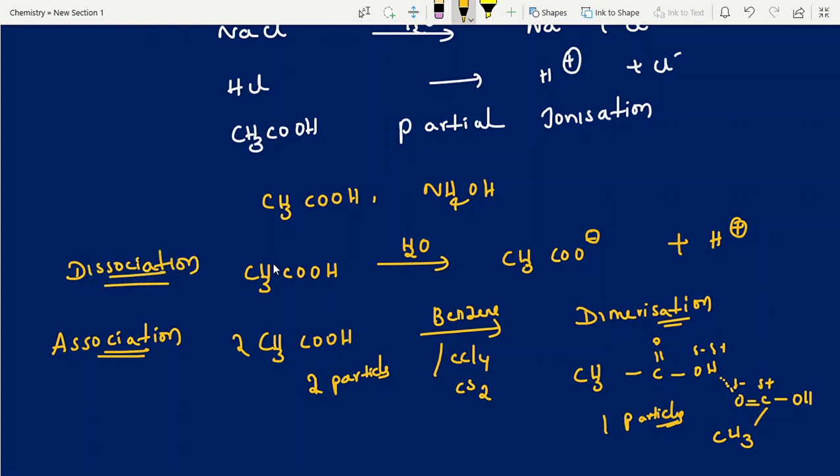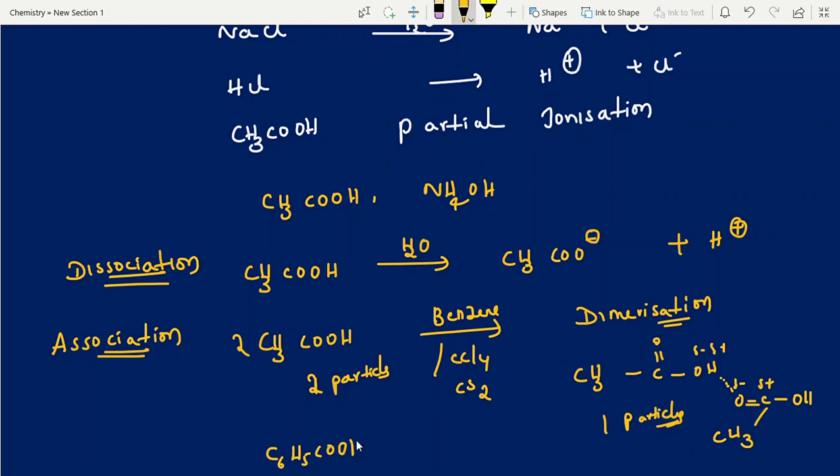Now the same solute particle I am taking in a different solvent. Then what happened here? Dimerization due to intermolecular hydrogen bonding. So two particles became one particle. That we call dimerization. Not only acetic acid, students, even benzoic acid.